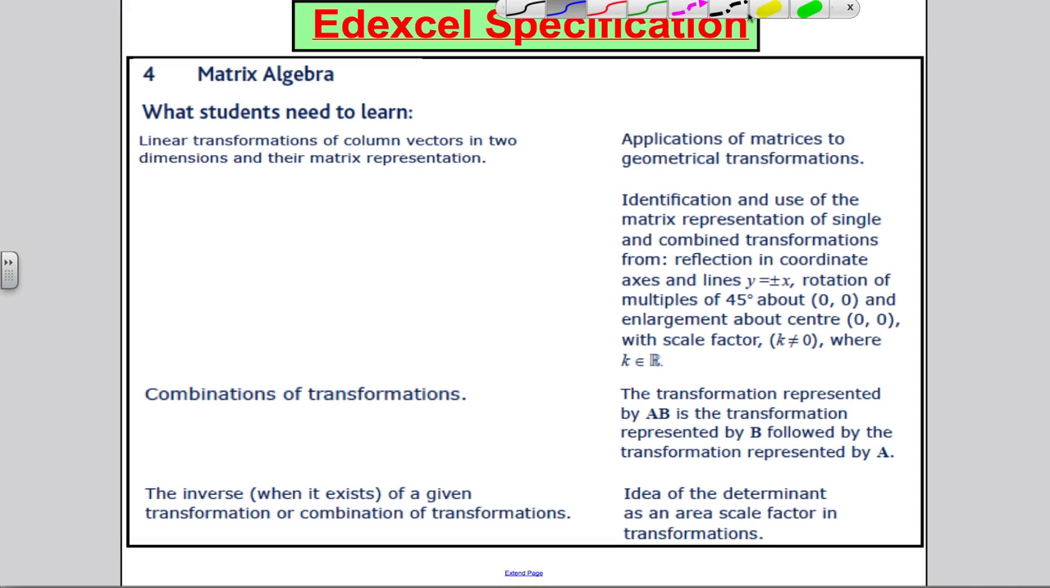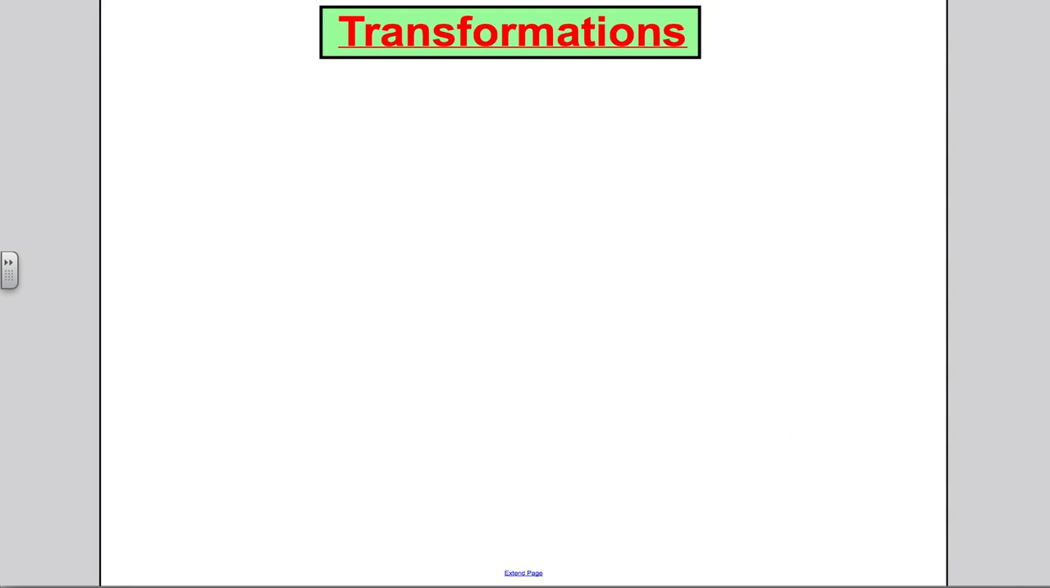In this particular video, what I'm going to be looking at is linear transformations of column vectors in 2 dimensions and their matrix representations, and we're going to work through the rest in a few more videos to come. To start with, what is a transformation?